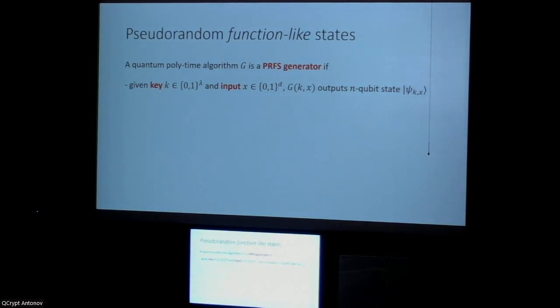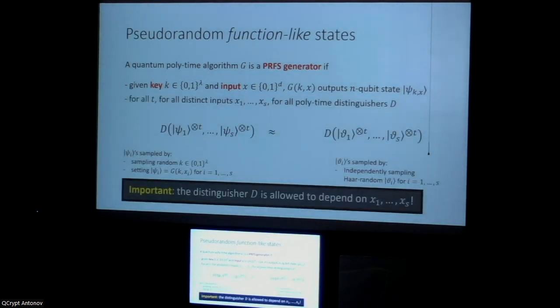Okay. We also saw pseudorandom function-like states, where now the generator also takes an input x from the input space. And now for the indistinguishability, we need that for any set of points x1 till xs, t copies of psi1 till psi s will be indistinguishable from t copies of mu1 to mu s, where the psi i's are basically generated by the generator on the xi's, and the mu i's are generated by just sampling independently from the Haar measure. And it's important that this distinguisher can actually choose these x1 till xs, right? Okay, so this we already saw.